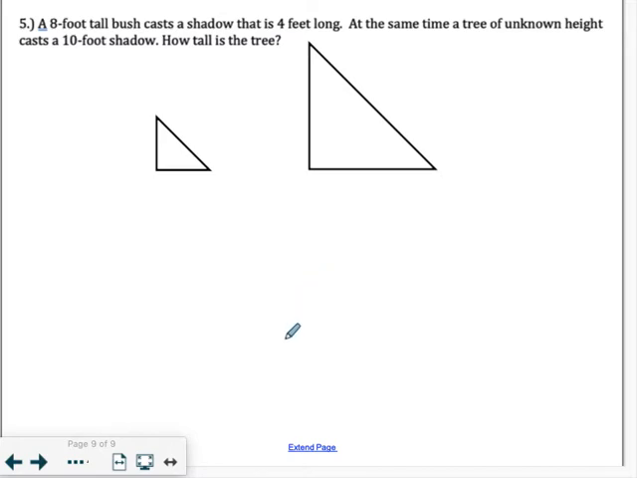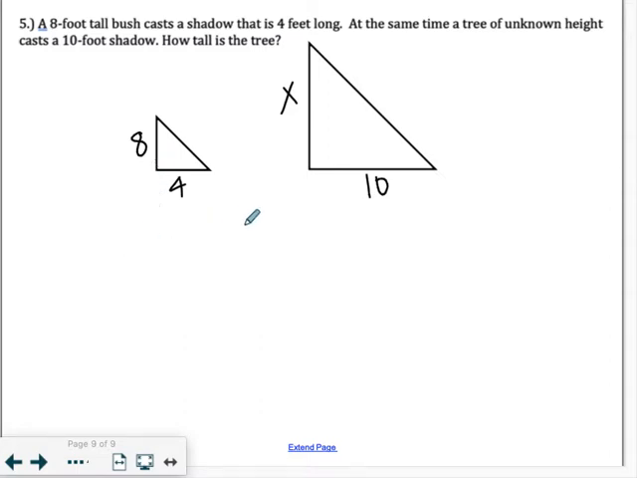And then this last example here: I have an 8-foot tall bush casting a shadow that's 4 feet long. At the same time, I have a tree that's casting a 10-foot shadow. So notice that there's no light source being provided here. I'm not going to start with an overlapping situation. Okay, I have this 8-foot tall bush with a 4-foot shadow. At the same time, I have a tree. I do not know how tall it is. It is casting a 10-foot shadow. So you start with separate triangles on this problem.